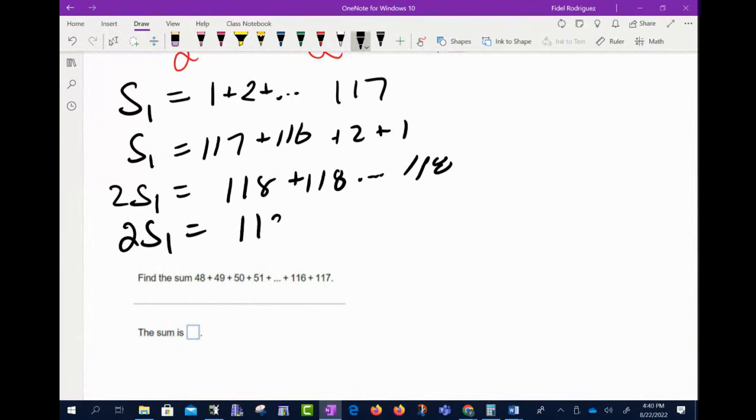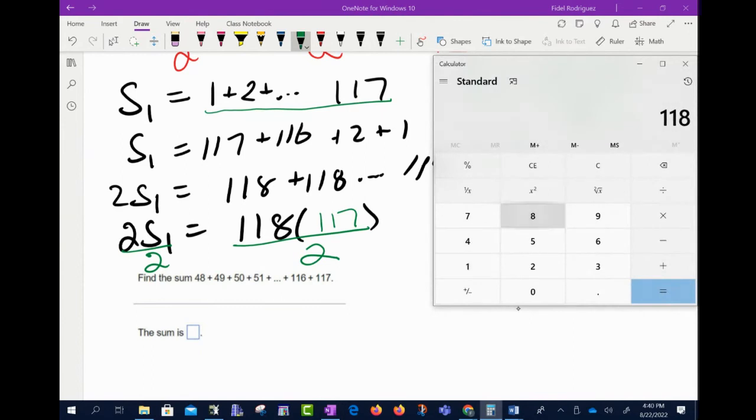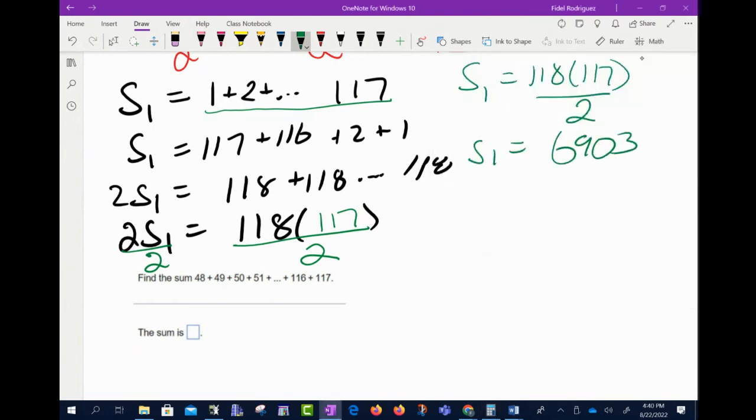I would have to ask myself, how many times am I adding up the number 118? Since they're all going up in order and I'm not skipping anything, I'm doing this 117 times. So to find sum 1, I would divide everything by 2. So 118 times 117 divided by 2. Let's see what that's going to give me. 118 times 117 divided by 2 is 6903. Okay, so there's that part.